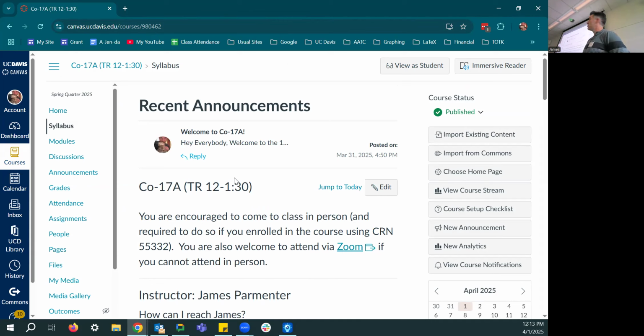Okay, so currently, this is our Canvas for Co-17A. It's currently set to the syllabus as the homepage. I'll probably change that by the end of the week to be the modules because that's where anything useful is really found for this class. But let's go through the syllabus as quickly as possible just to make sure we've said all the important things. Again, if you have any questions, please don't hesitate to ask.